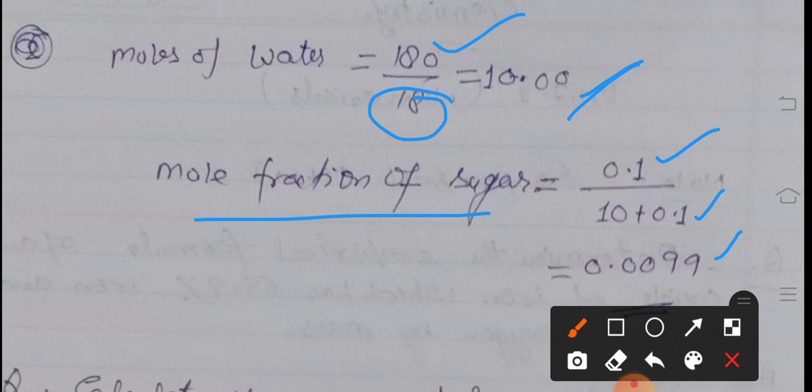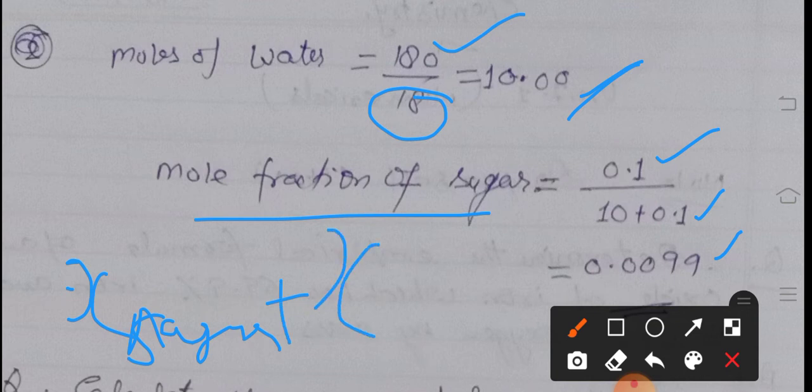Similarly, we can also calculate the mole fraction of water. We know mole fraction of sugar plus mole fraction of water equal to 1. If we want to calculate the mole fraction of water, then we subtract: 1 minus 0.0099, the mole fraction of sugar.